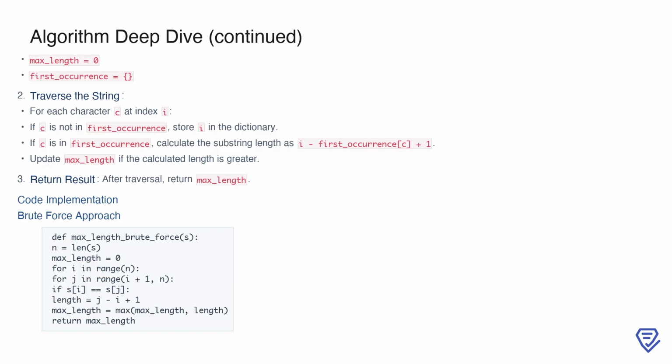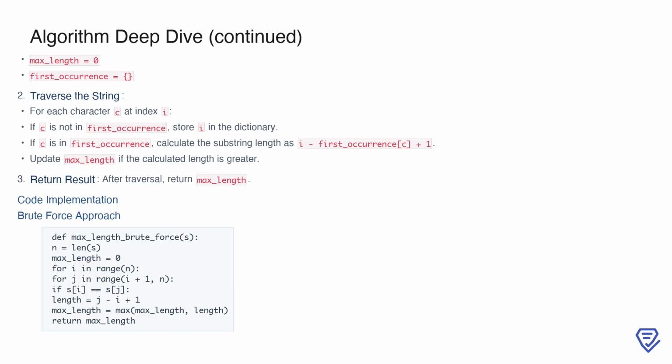To implement this optimized approach, we begin by initializing two variables, max_length, set to 0, and first_occurrence, an empty dictionary to store the first occurrence of each character. We then traverse the string, examining each character C at index I. If C is not already in the first_occurrence dictionary, we store its index I.